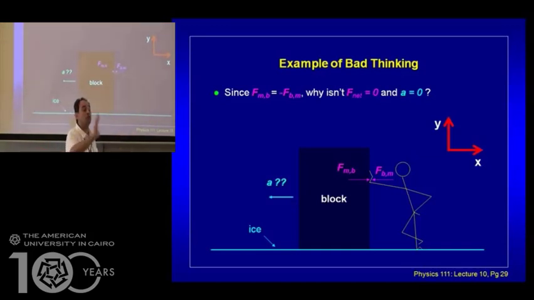So since we're talking only about the block, and I'm asked about the acceleration on the block, I have to consider only the forces on that object, not the forces from the object. We're trying to find the acceleration of that object, right? So I have to consider only the forces on the object. And if you look at the forces on the object, it's not 0. It's something.